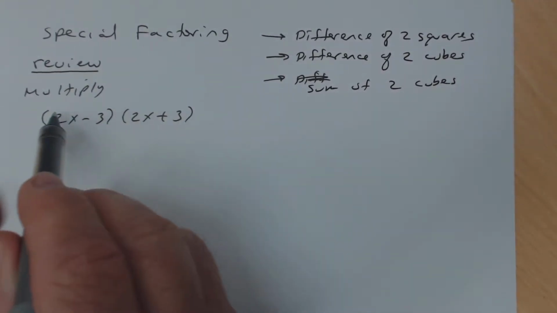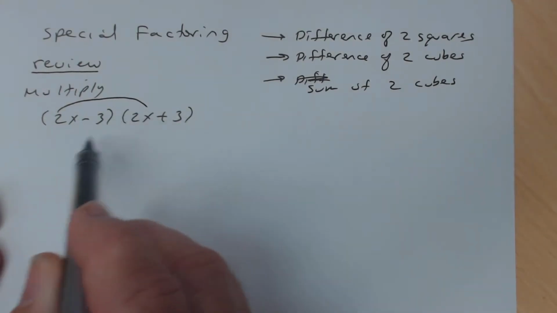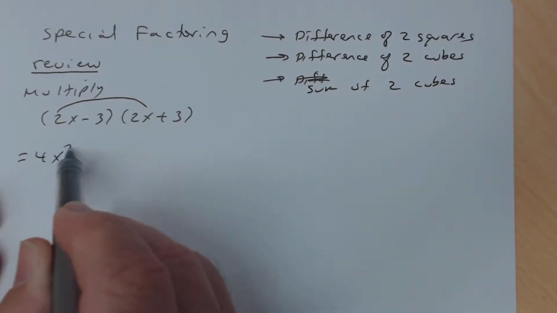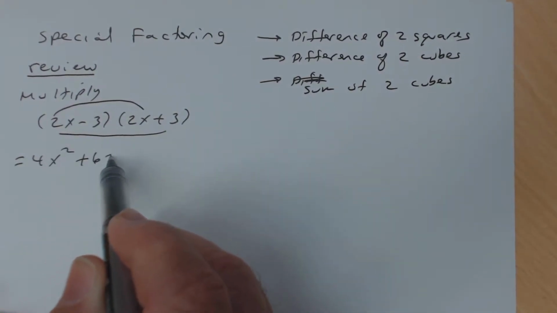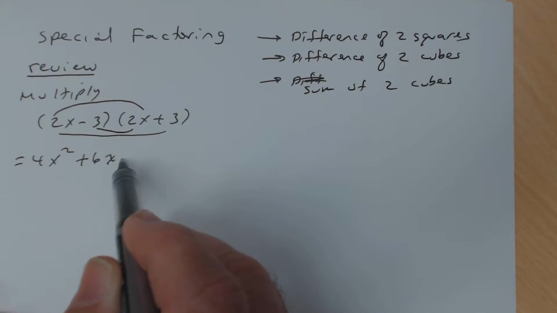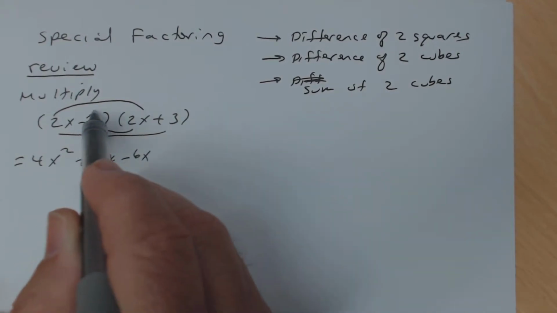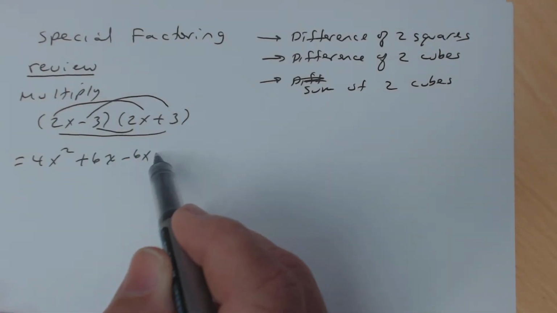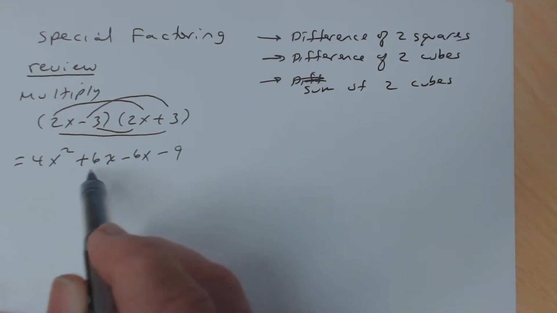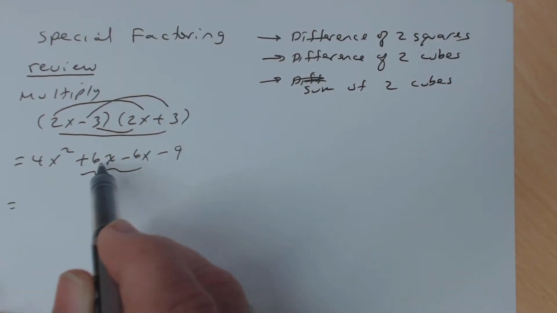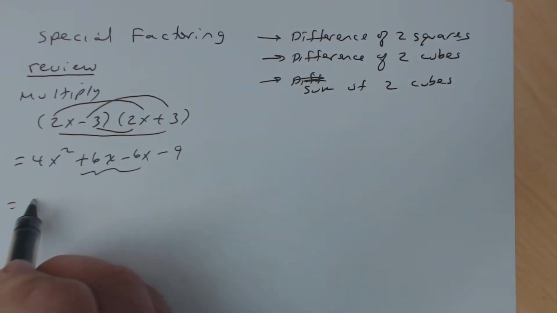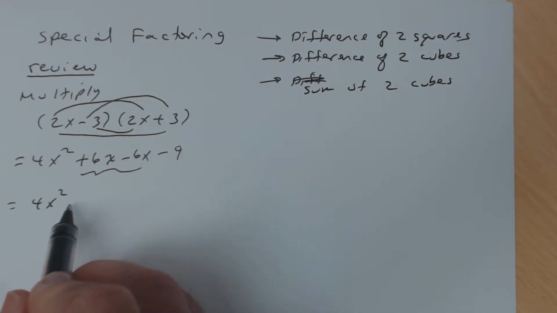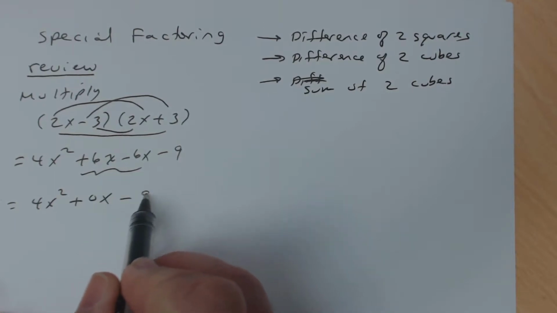Okay, so when I multiply the first together, 2x times 2x, I get 4x squared. The outer, I get a positive 6x. The inner, I get a negative 6x. And the last, a negative 3 times a positive 3, is a negative 9. And when I combine like terms, a positive 6x and negative 6x is 0, but I'm going to go ahead and put that 0 here just to remind you about something. So 4x squared plus 0x and then minus 9.